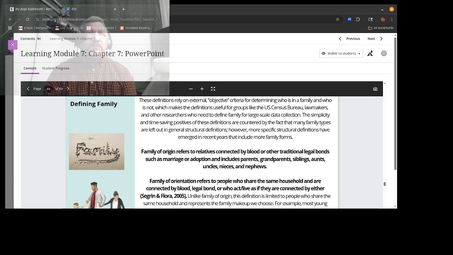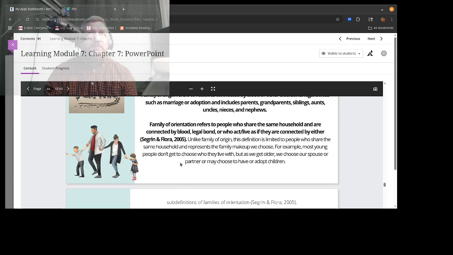So, family of origin refers to relatives connected by blood or traditional legal bonds, such as marriage or adoption. This includes our parents, our grandparents, siblings, aunts, uncles, nieces, and nephews. Whereas family orientation refers to the people that live in the same household, connected by blood or legal bond, and they're connected together through that. Young people don't get to choose who they live with, generally speaking, right? But as we get older, we choose our spouse or partner. We may choose to have or adopt children, right?